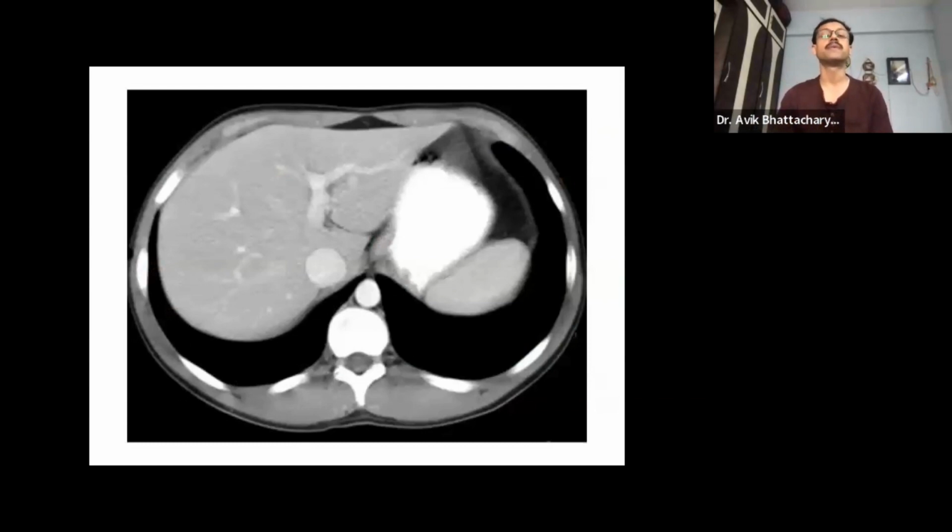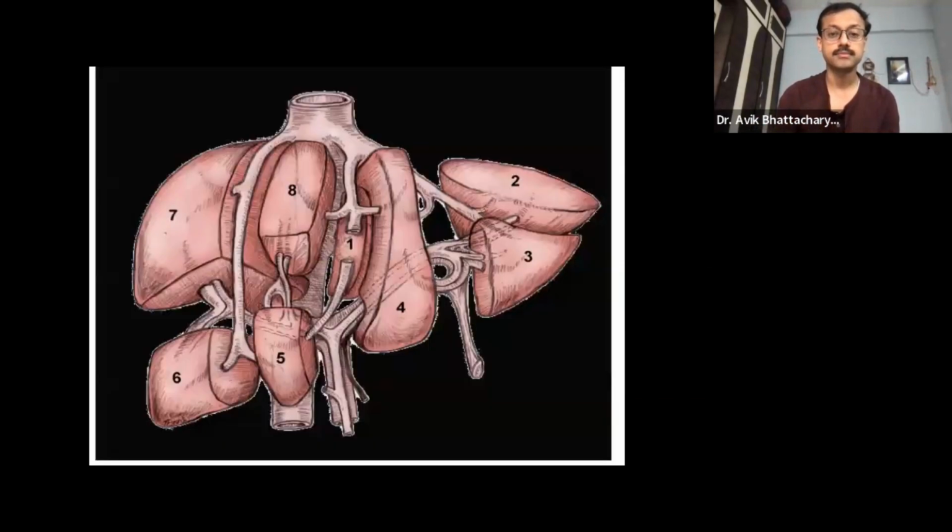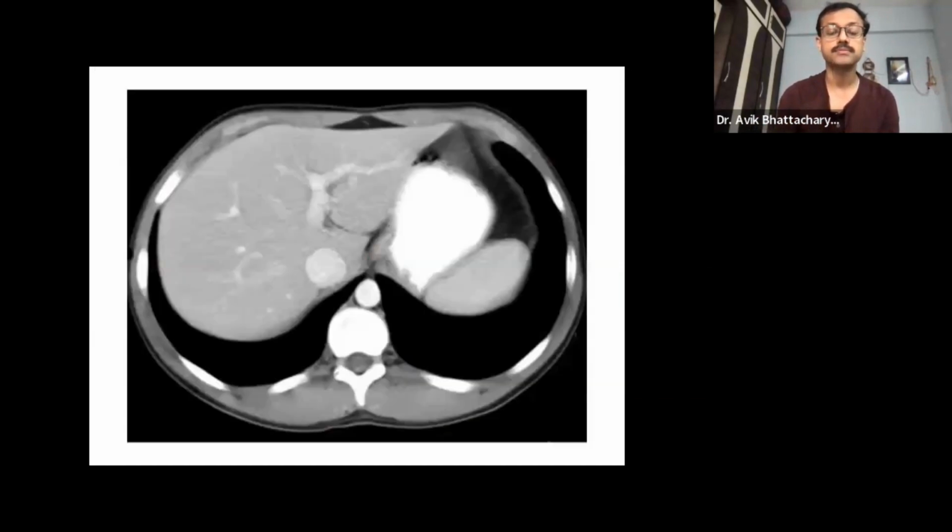you can see in this particular picture, I cannot move my cursor. So here you can see the portal vein, the left branch of the portal vein just anterior to the inferior vena cava.